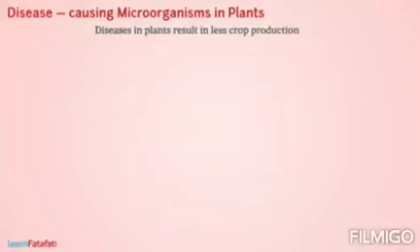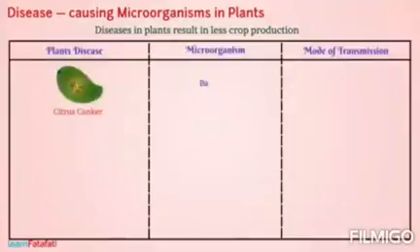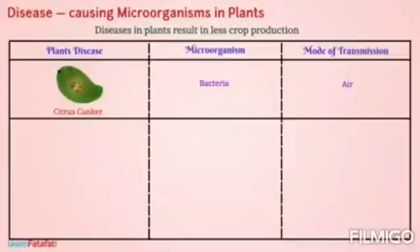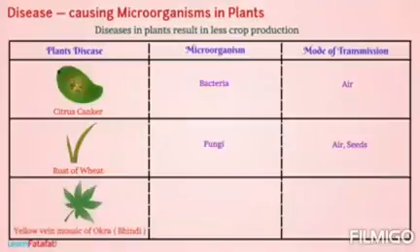Disease-causing microorganisms in plants. Diseases in plants result in less crop production. Some of these diseases are: citrus canker, which is caused by bacteria and transmitted through air; rust of wheat, which is caused by fungi and transmitted through air or seeds; and yellow vein mosaic of okra, that is bhindi, which is caused by a virus and transmitted by insects.